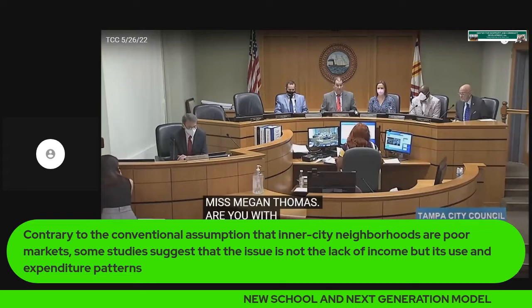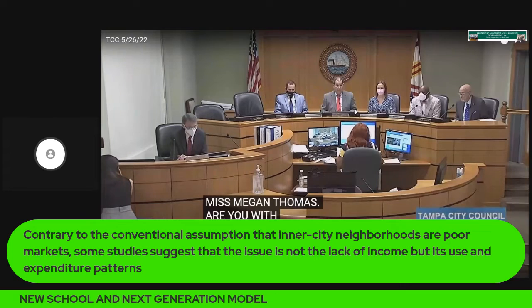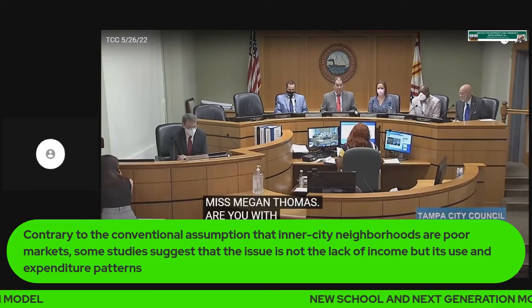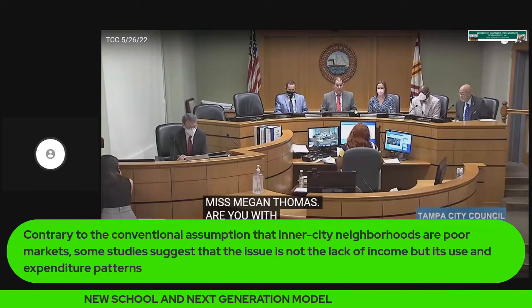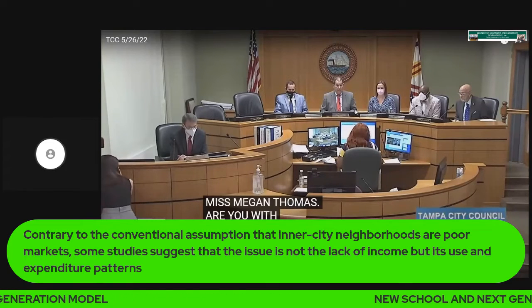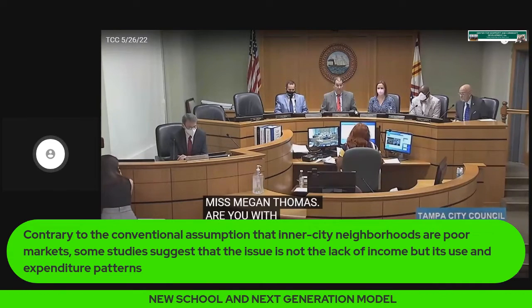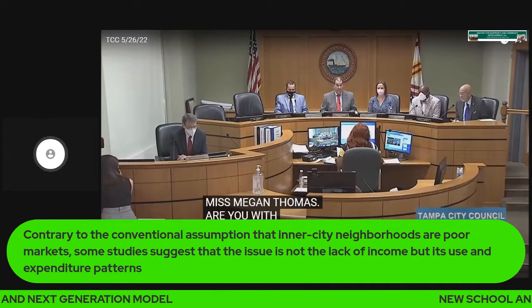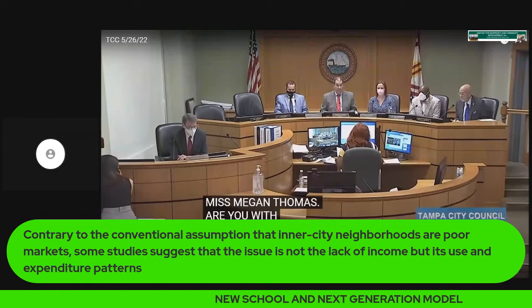Now, contrary to conventional assumptions that inner city neighborhoods are poor markets, some studies suggest that the issue is not the lack of income, but the use and expenditure patterns. We need to look at these patterns, and that's what we do. We look at these patterns to think about how we create economic development, or what businesses will be supported by the income in the community. That's one analogy that we use.